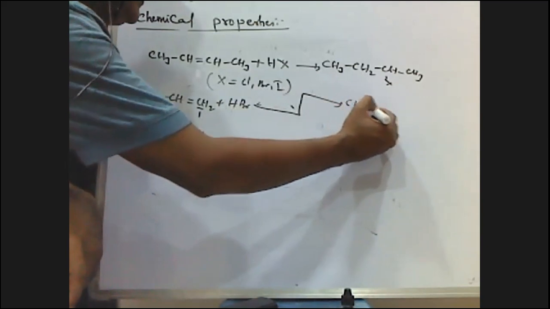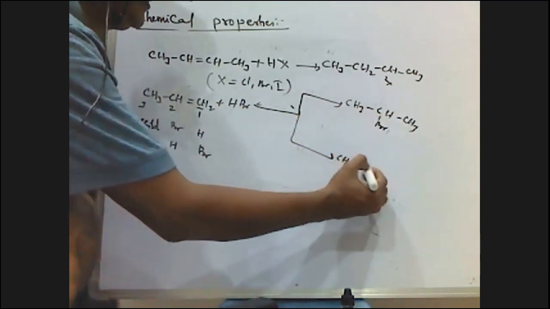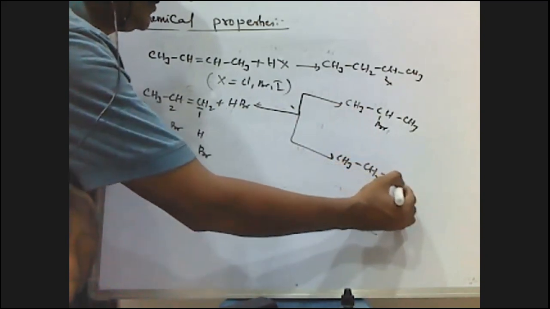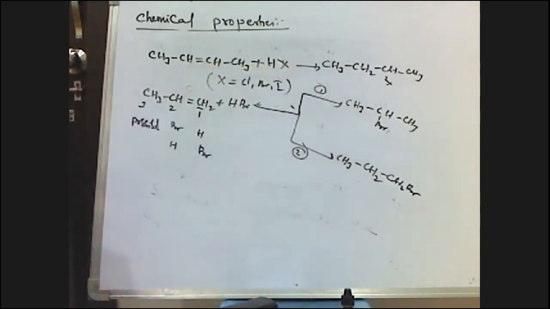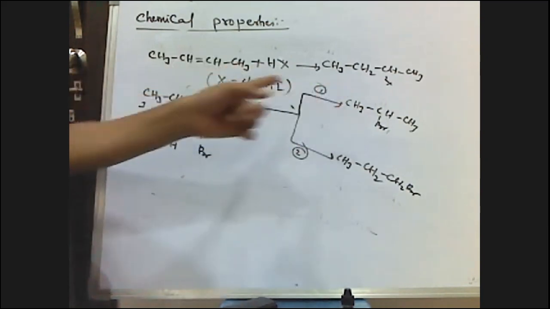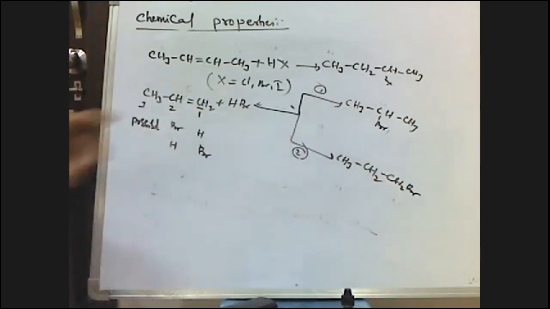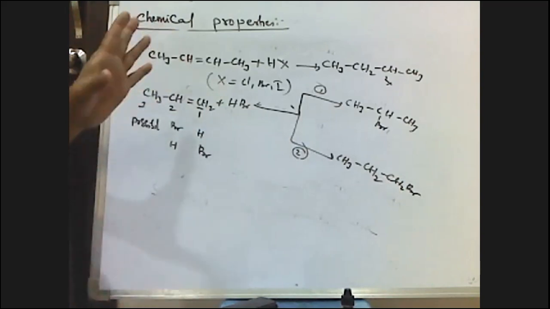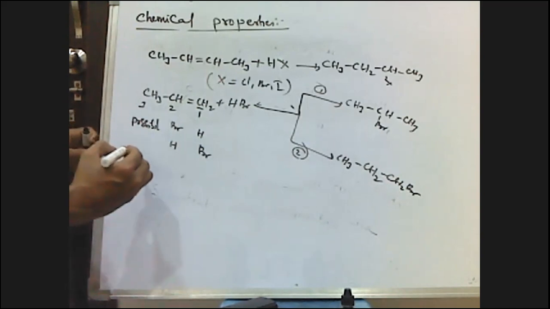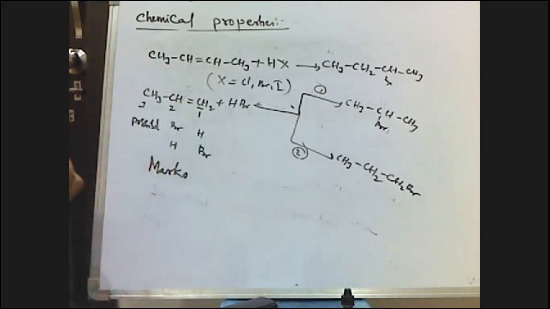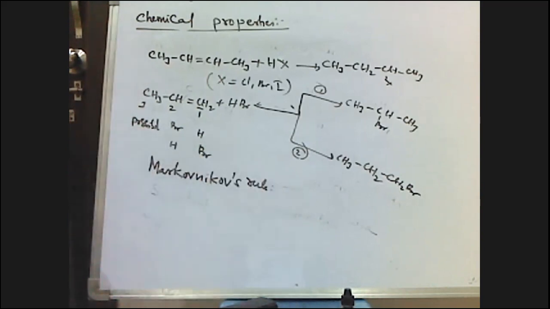CH3-CHBr-CH3, and CH3-CH2-CH2Br. In process 1, the first carbon attacks the hydrogen and the second carbon attacks the bromine. Whereas in the second possibility, on the first carbon bromine is added and on the second carbon hydrogen is added. Right? Among these products, which product is the major product?